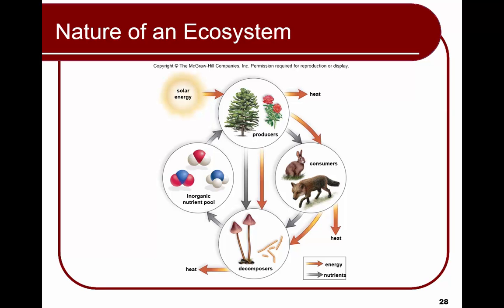Energy flows. You see it goes from producers to consumers to decomposers, and then it flows out. But your nutrients cycle. They go around. That's the gray arrow, from the producers to the consumers to the decomposers to the inorganic nutrient pool and back to the producers.